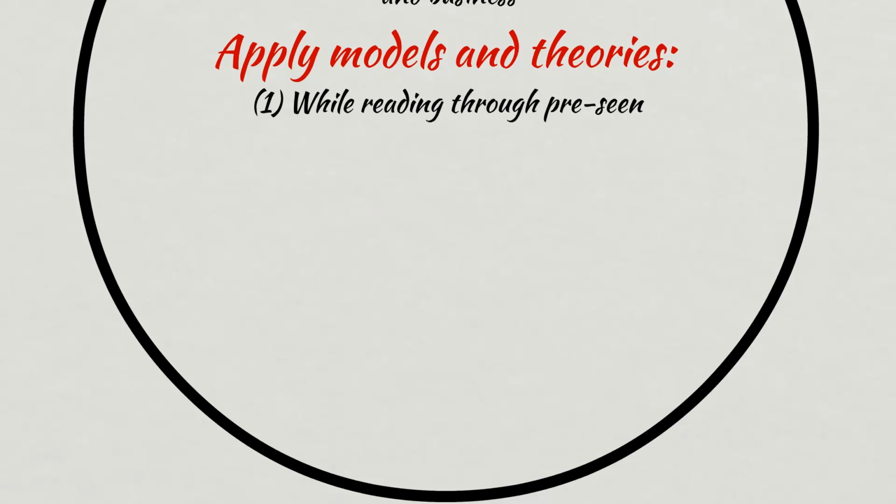And you can apply various models and theories to this and do this while you're reading through the pre-seen. So as you're going through, say, oh, that's a value chain issue. Oh, that's a SWOT issue. That's an Ansoff issue, etc. And also complete the models at the end.